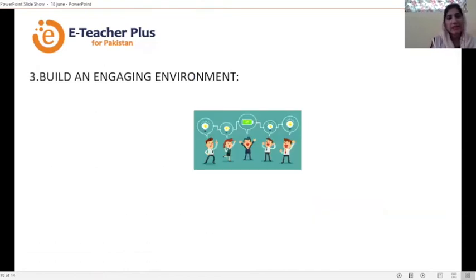So next heading is build an engaging environment. First, an instructor should tell them the rules and regulations, then conduct an orientation, and then try to form a community. After building a community, instructors should try to engage the participants in different activities. An engaging environment can be built by the participation of students, and the most important thing in an online class is to be sure that every student participates.